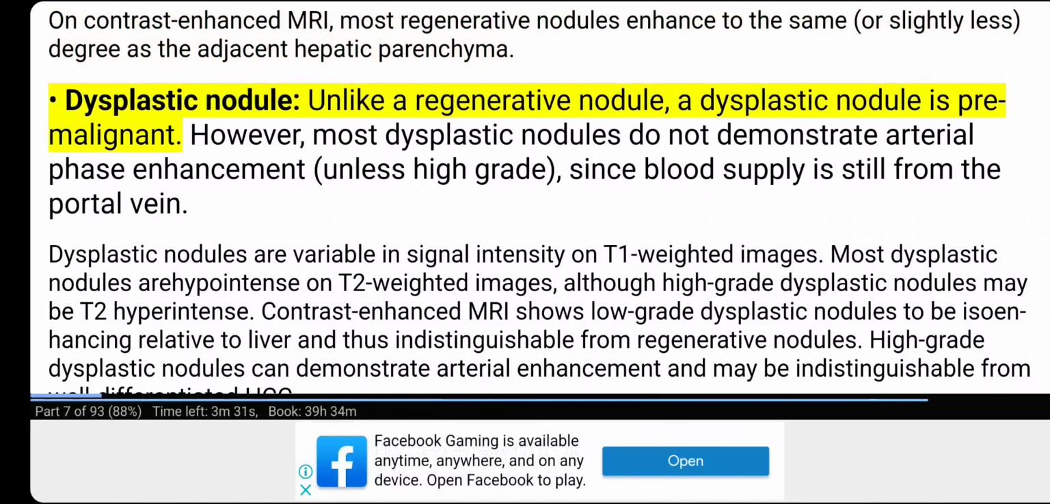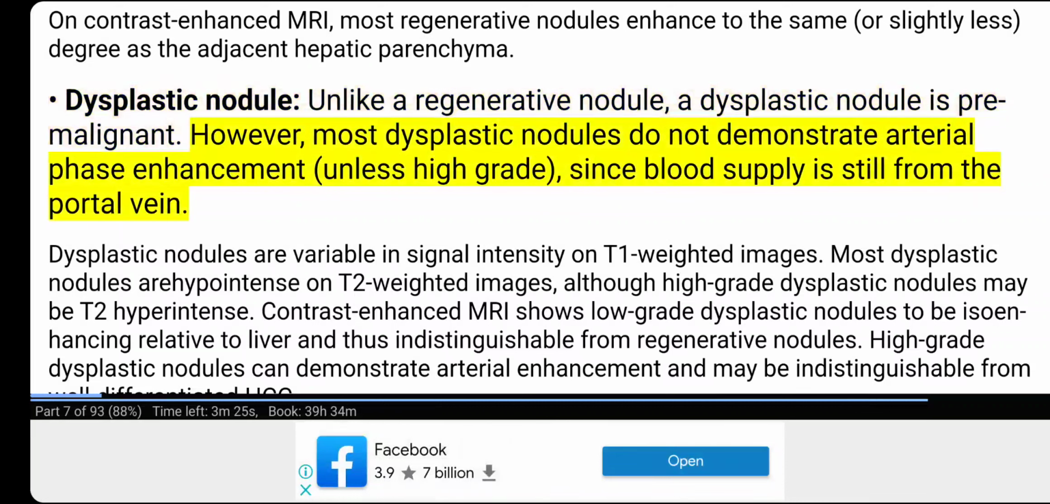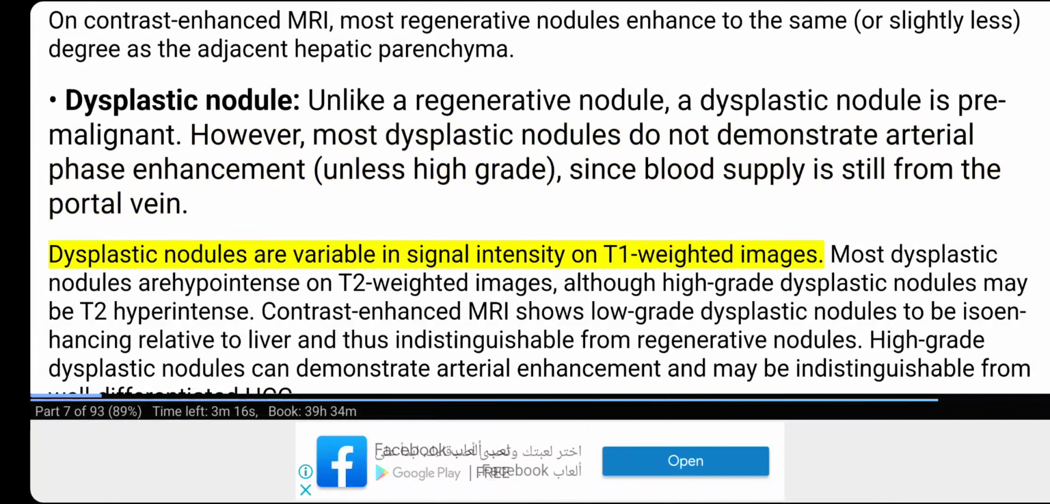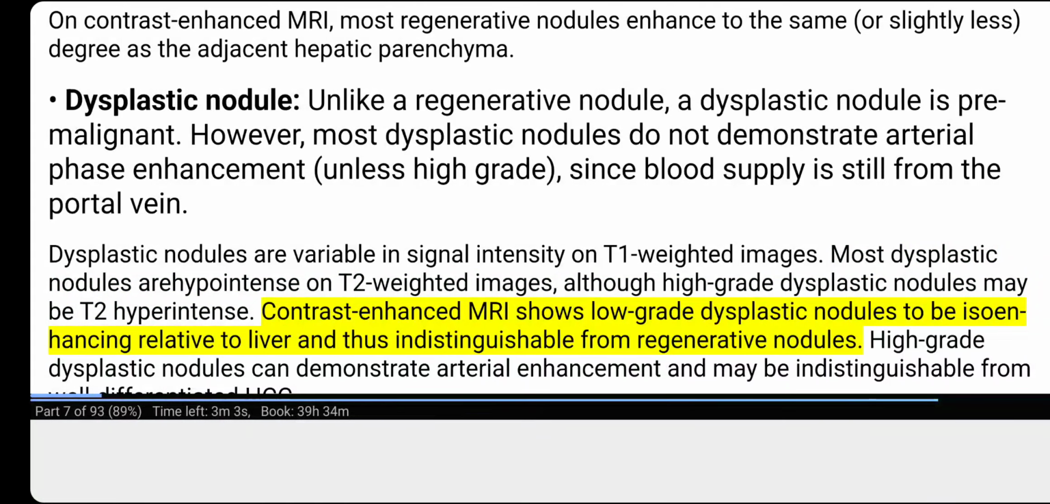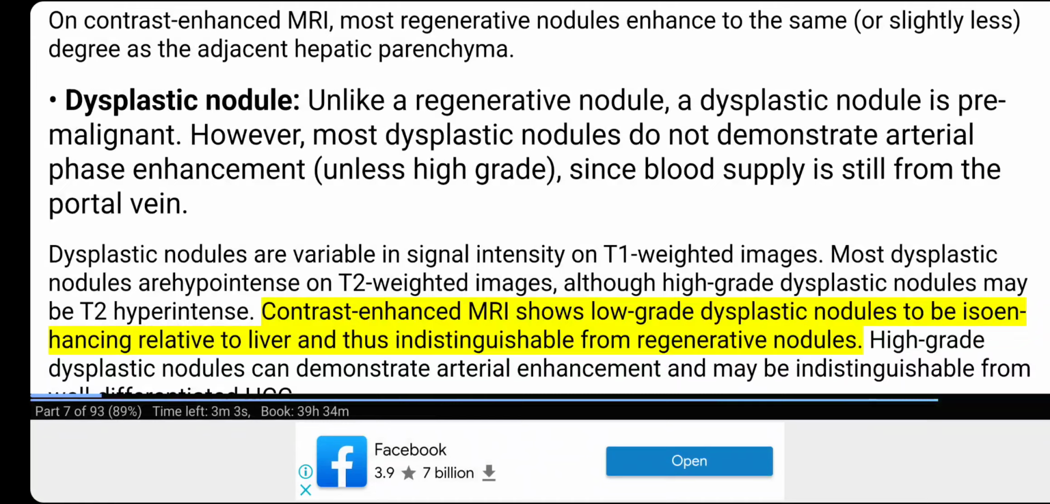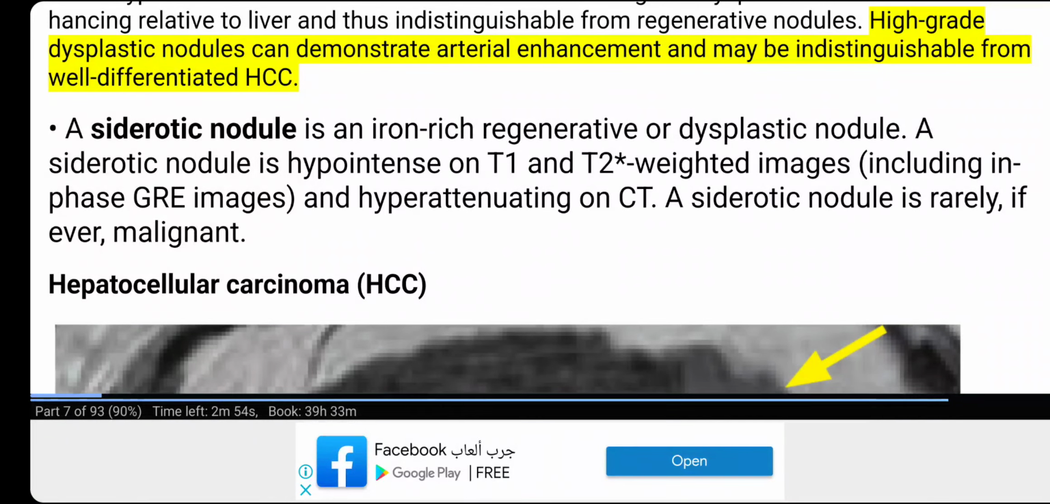Dysplastic nodule. Unlike a regenerative nodule, a dysplastic nodule is premalignant. However, most dysplastic nodules do not demonstrate arterial phase enhancement, unless high-grade, since blood supply is still from the portal vein. Dysplastic nodules are variable in signal intensity on T1 weighted images. Most dysplastic nodules are hypointense on T2 weighted images, although high-grade dysplastic nodules may be T2 hyperintense. Contrast-enhanced MRI shows low-grade dysplastic nodules to be isoenhancing relative to liver and thus indistinguishable from regenerative nodules. High-grade dysplastic nodules can demonstrate arterial enhancement and may be indistinguishable from well-differentiated HCC.